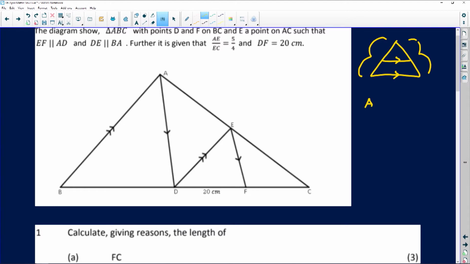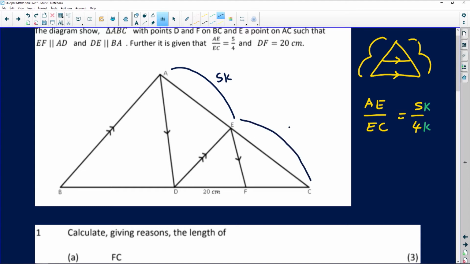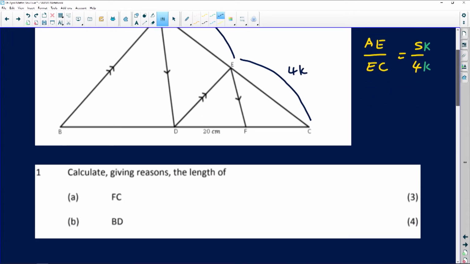We were told that AE divided by EC happens to be 5 divided by 4. That doesn't mean that one is 5 centimeters and the other one is 4 centimeters. So what you always need to do is introduce a variable here. Call that 5K and call this one 4K. So the length of AE, I'll call 5K, and the length of EC, I'm going to call 4K. Now with that, I am ready to start finding the answers to these questions.